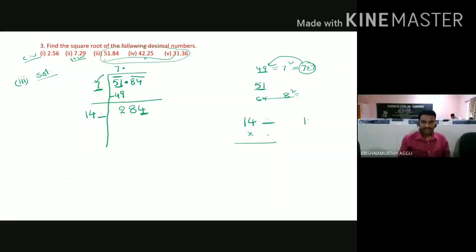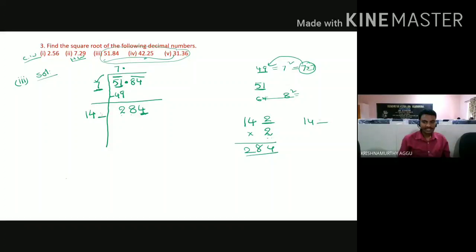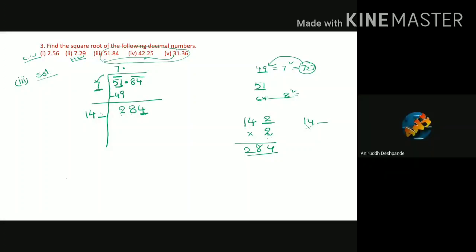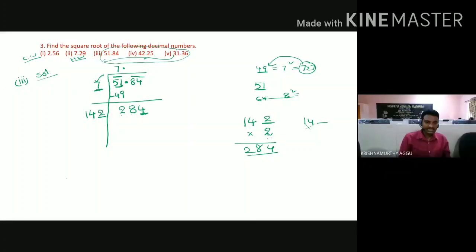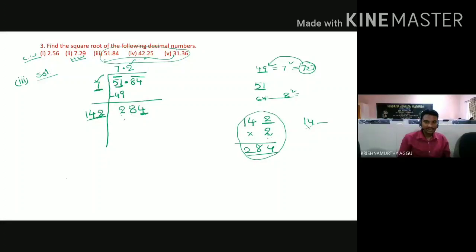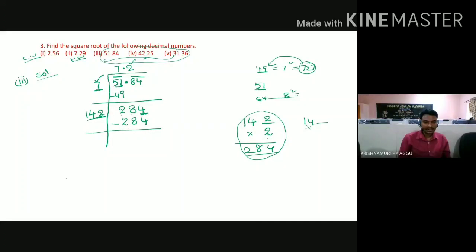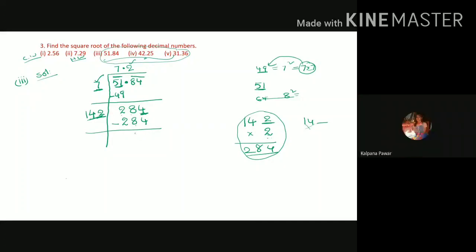So what are the chances? 2 or 8? Suppose you are selecting 2. 2 twos are 4, 2 fours are 8, 2 ones are 2. 284. Yes. So no need of selecting 8. What is the digit you want to select here? 2. Whatever digit you select here, the same digit you write here. 142 times 2 is 284. Next process is subtraction. 284 minus 284 is 0. We can stop the division process.